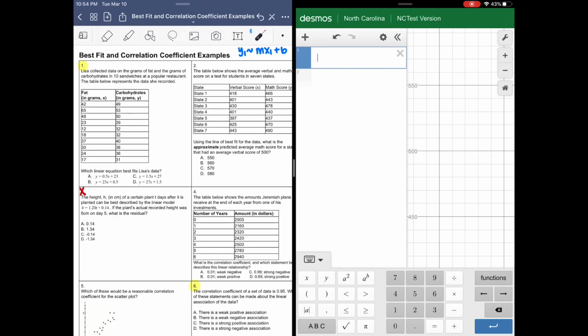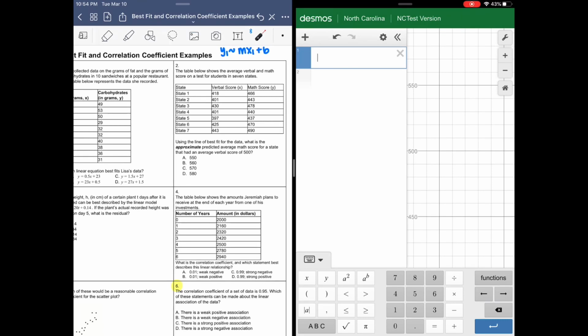This table shows the average verbal and math score on a test for students in 7 states. We are asked, using the line of best fit for the data, what is the approximate predicted average math score for a state that had an average verbal score of 500? When you see the words line of best fit, that means we're going to be using a linear model in the form of y equals mx plus b. We just have to make sure that we're using the correct steps in Desmos to get what we need.